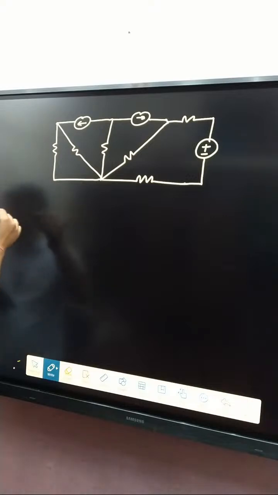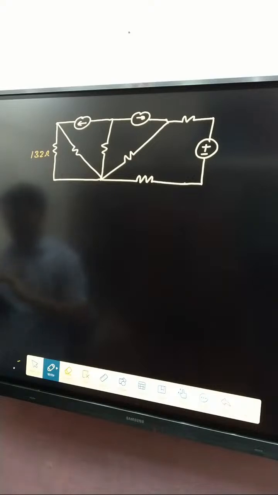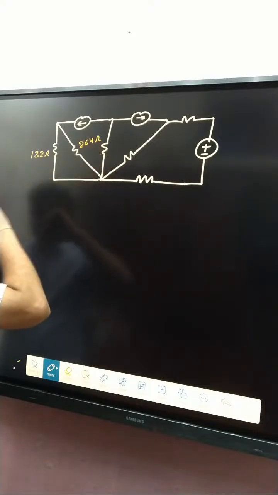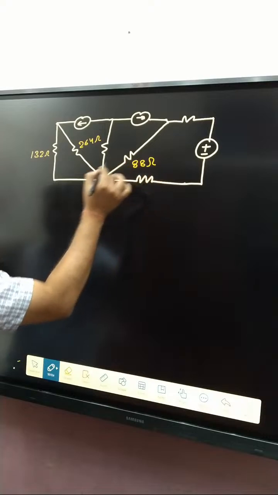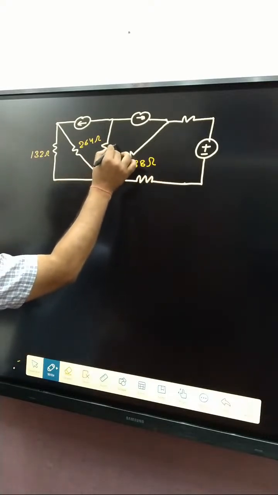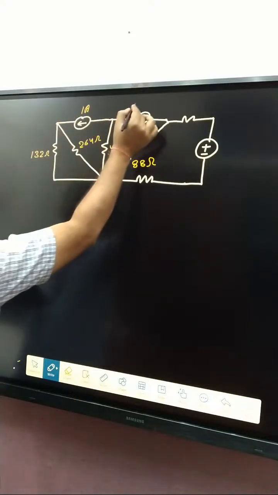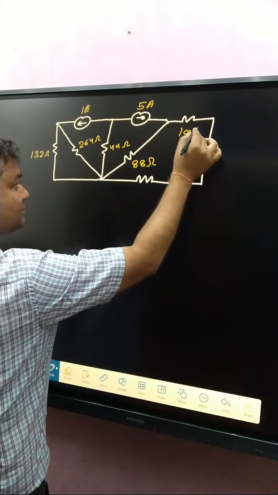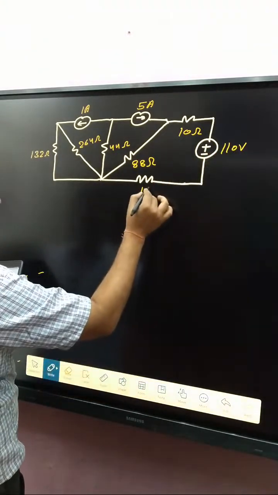Now that one is 132 ohm, that one is 264 ohm, that one is 88 ohm, and that one is 44 ohm. Here 1 ampere, and here 5 ampere, and here 10 ohm, here 110 volt, and that is 12 ohm.